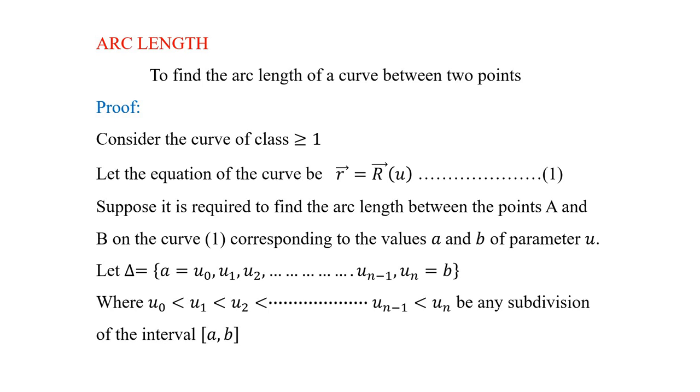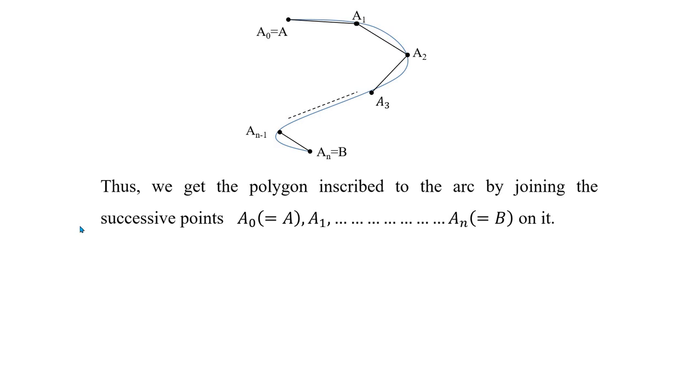So now we're going to see the curve. It looks like this curve form. We are taking the curve from A to B. That curve can be joined by different chords: A0 to A1, A1 to A2, A2 to A3, etc., An minus 1 to An. Thus we get the polygon inscribed in the arc by joining the successive points A0, A1, etc., An.